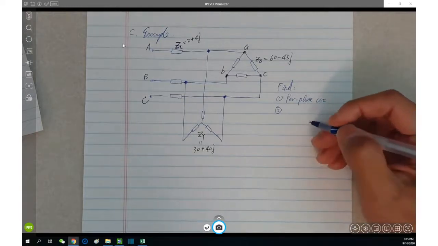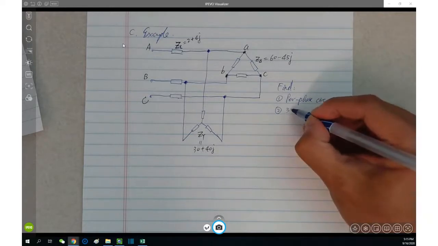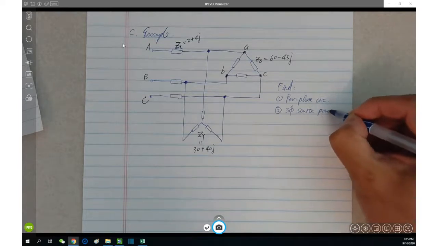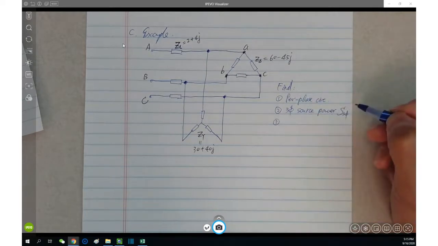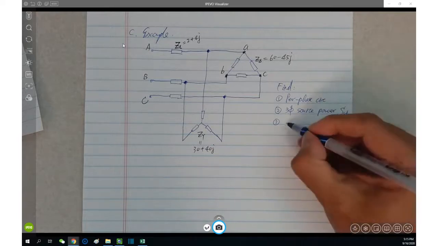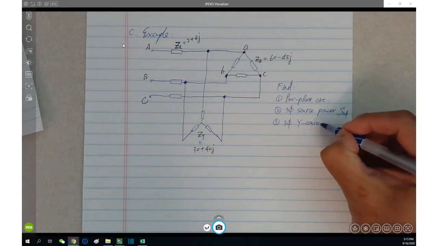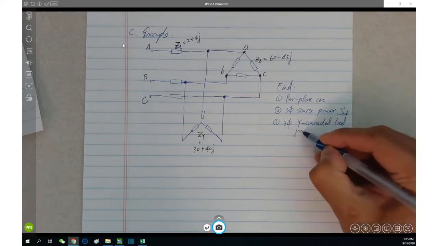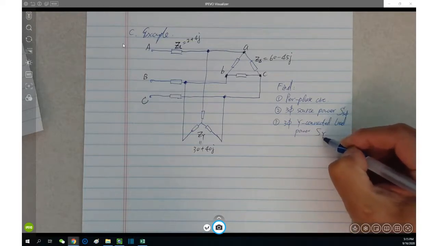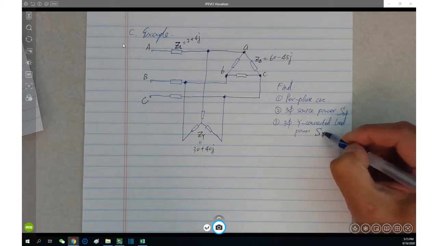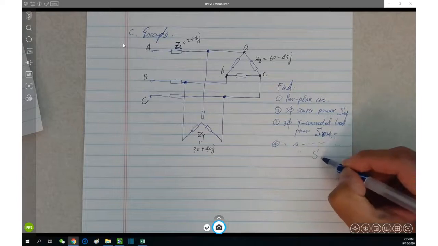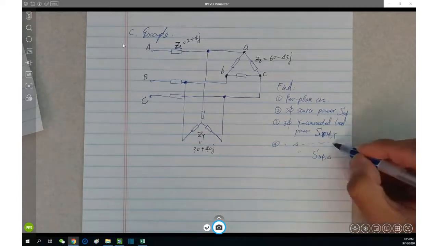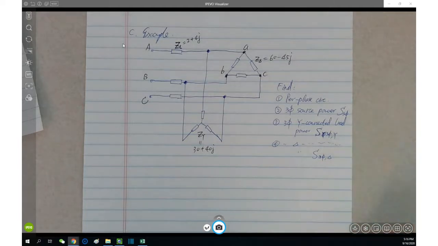Looking for the three phase source power. Then we are looking for the three phase Y connected load power, say S sub three-phase Y. Then find the three-phase delta connected load power, S sub three-phase delta. Is that clear? So this is the example.